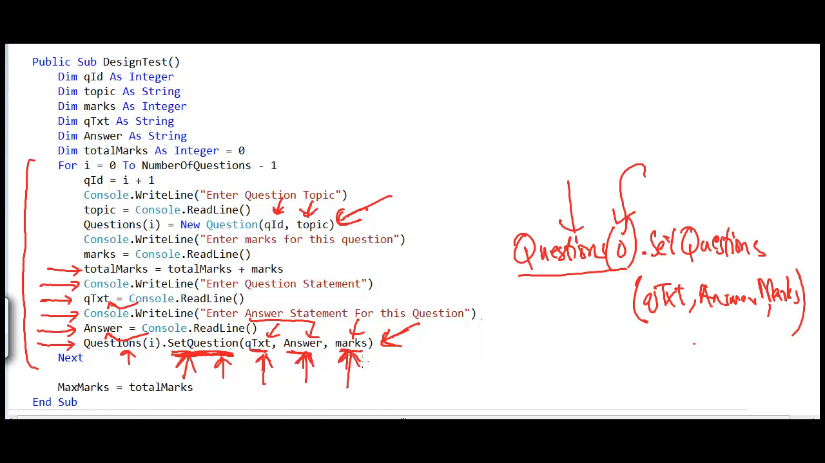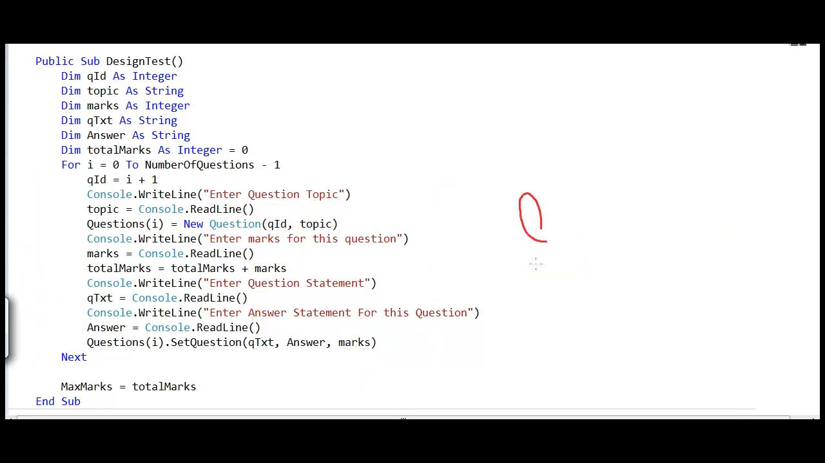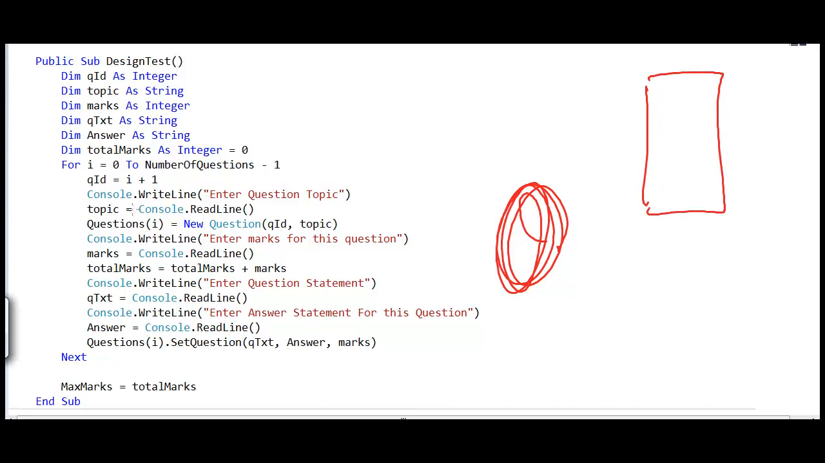And the values of these 3 parameters, q text, answer and marks, have been taken from the user on these lines respectively, right? So we've taken input from the user for each of these, and then we have called this set question method. So this loop is going to run a few times, and each time this loop runs, we are going to be moving to the next element within the array. Remember, this is an array, right? Questions is our array, right?